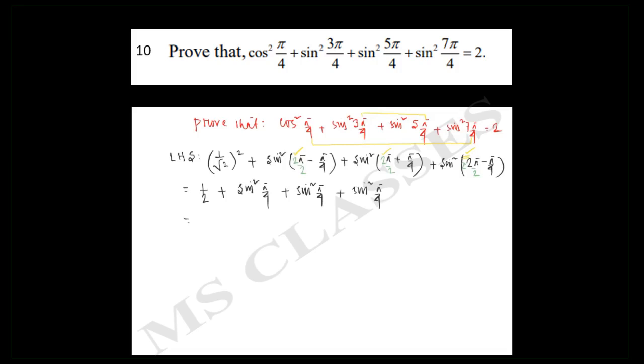So this is basically 1 by 2 plus 1 by root 2 whole square plus 1 by root 2 whole square plus 1 by root 2 whole square. So this is giving you half plus half plus half plus half. That is 4 into half, and that is 2.